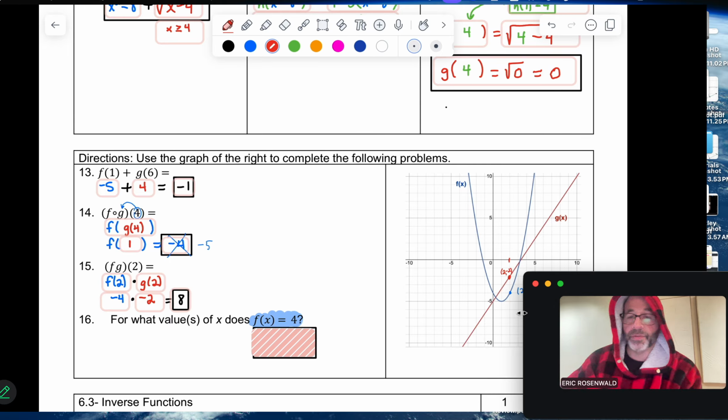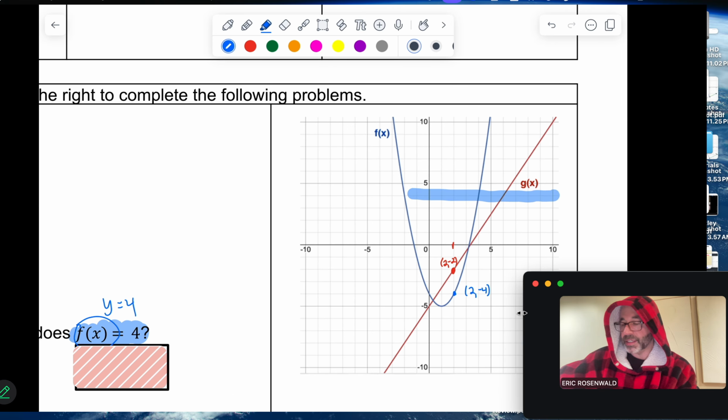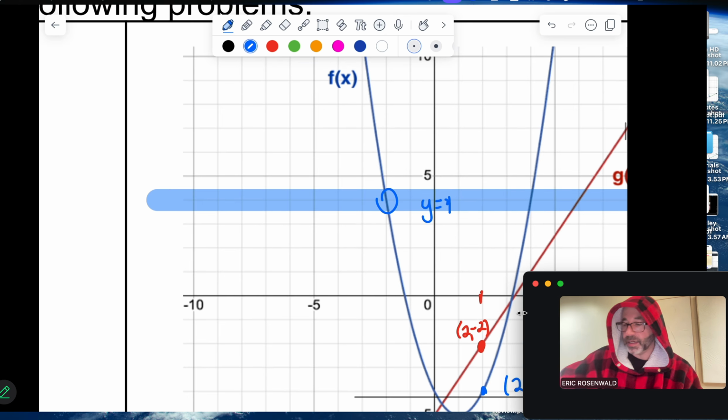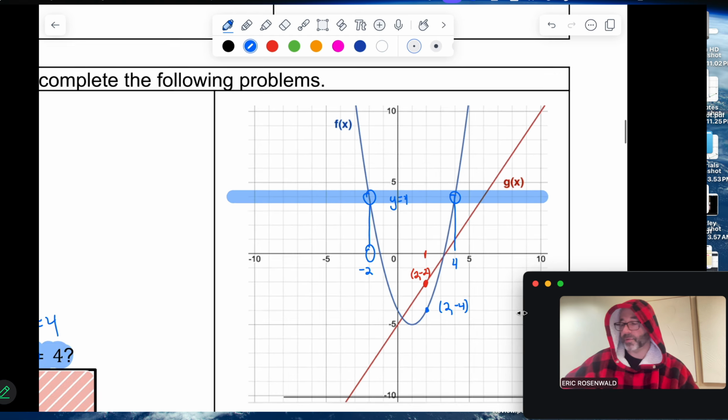All right, and then the last question here, for what values of x does f of x equal 4? That means that what we're saying here is, when we're looking at this, we're saying that the y value right here is equal to 4. Well, we look at where the y value is equal to 4, and y is equal to 4 right here. Right? This is the line where y is equal to 4. It's right there. Okay? And so it says, when does f of x, so we're looking at f of x, which is right here and right here where they touch. That value right here is at -2, and this value right here is at 4. So -2 and 4. Those are the two spots.